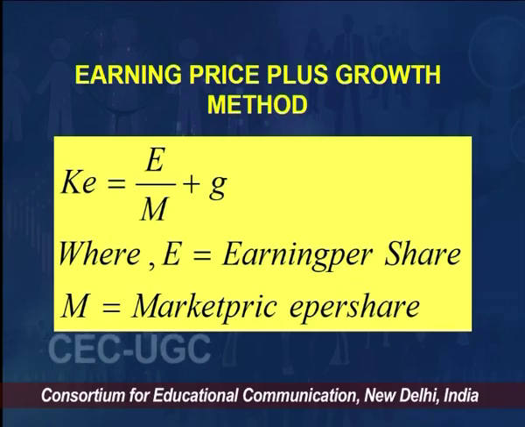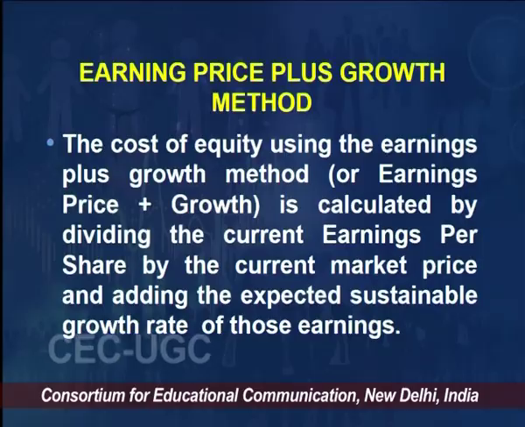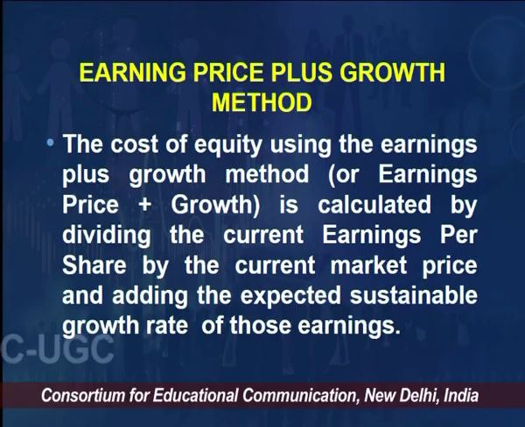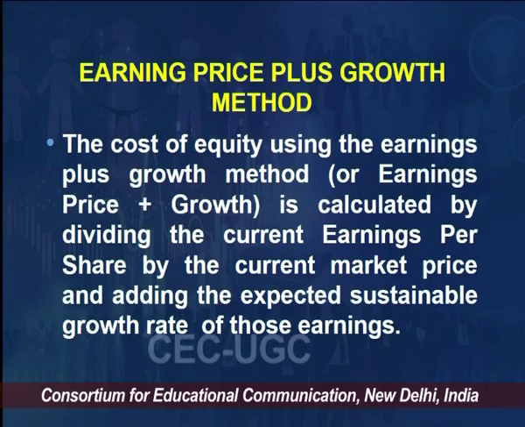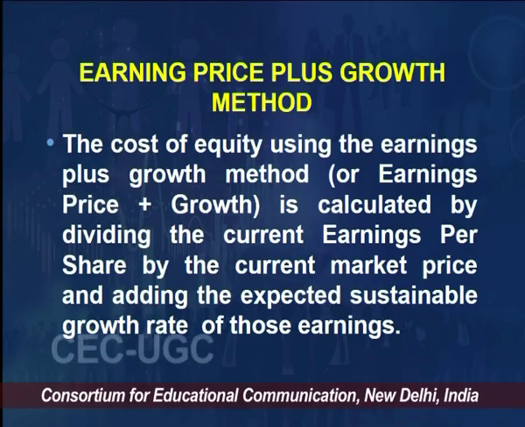So let's take up one example to understand the earning price plus growth rate method. Of course, here we will need growth, otherwise the method would be the same, E divided by M plus the growth. Here the example I am taking is the cost of equity using the earning price plus growth method. Just I am giving you this explanation first, and then I will be taking up the question. It is calculated by dividing the current earnings per share by the current market price and adding the growth.